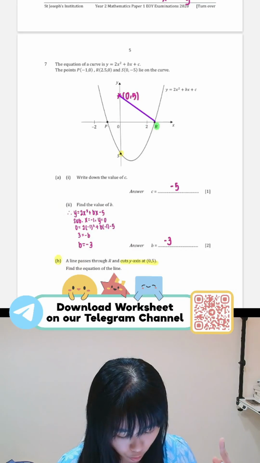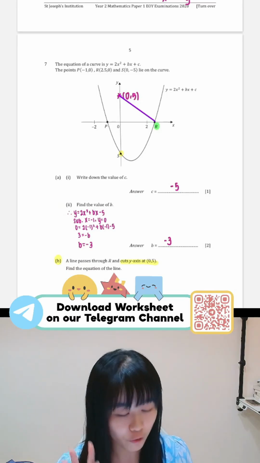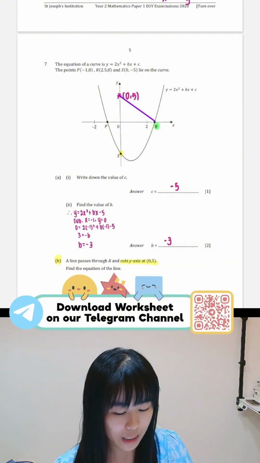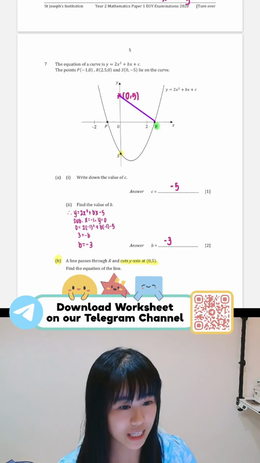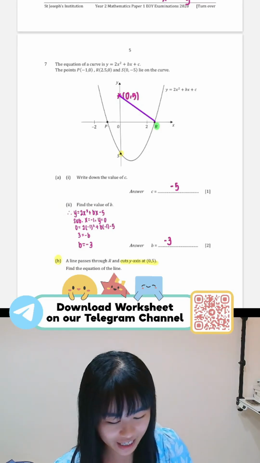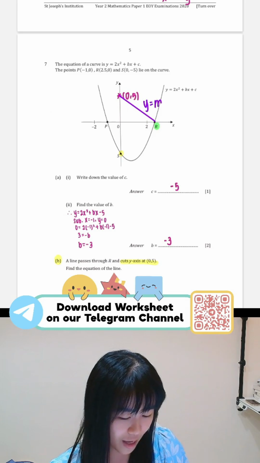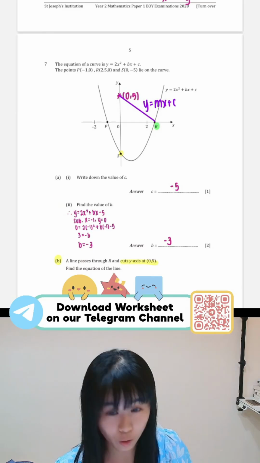So how do you get the equation of the line? Everybody, can you tell me what is the general formula for equation of line? No matter the line is downward or upward, the general equation is always the same. Anyone can tell me? Y equals mx plus c. Yes, y equals to mx plus c. That's what I want, because the question is asking for the equation of the line.